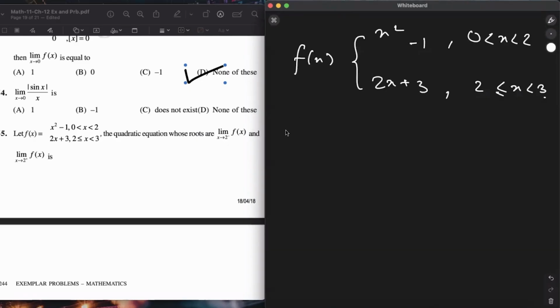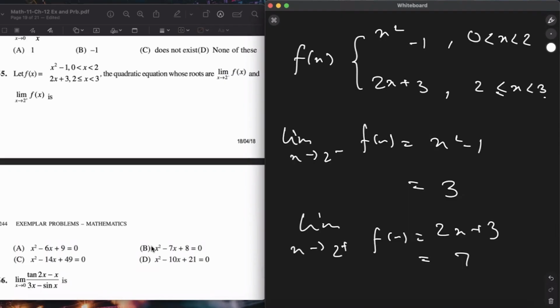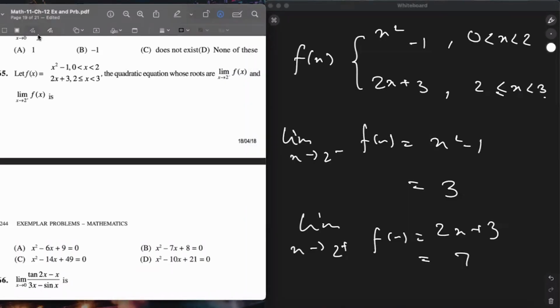So limit x tends to 2 minus f(x), this can be x square minus 1 for x tending to 2 minus. We can put the value 4 minus 1, this is 3. And for x tending to 2 positive, f(x), we can use 2x plus 3. So at 2, 4 plus 3, 7. All right, so the product is 7 3s are 21 and the sum is 10. This is D. So D will be the correct answer.